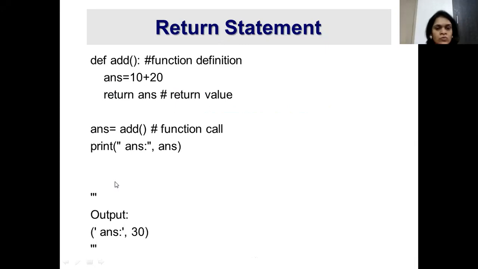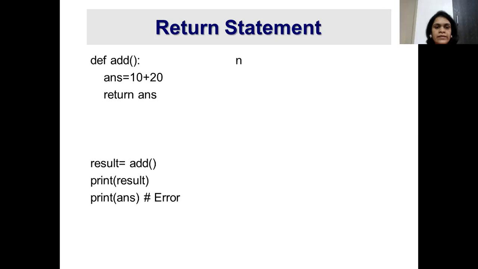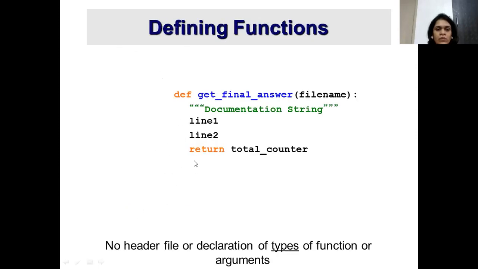You can also use a different variable in this case. Like here, you are returning answer. In the function call, you use a variable called result. So result will store the value 30. Whenever you print result, 30 will be displayed. Now if you try printing answer, it will give you an error because answer is only part of the add function. So we need to note this very importantly.